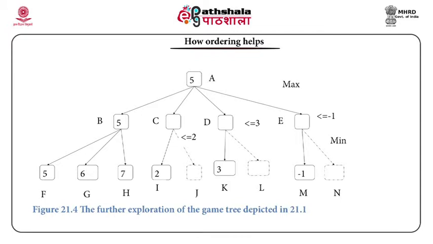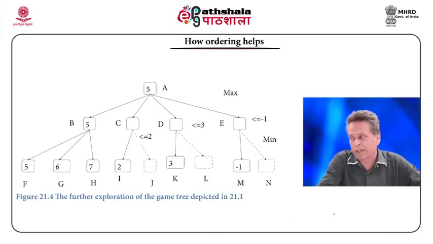There is one more example shown on the screen, figure 21.4. Now look at that. I have explored B before the others. When I explored B before the others, I get 5, 6 and 7. So that's a minimizing ply, so I get minimum 5. What's the beauty? The beauty is that when I explore C, the first child is 2, which is less than 5. What will I do? I won't use that. Why? Because C guarantees me only 2 or less, because it's the opponent's play.